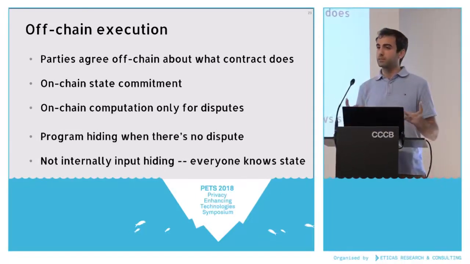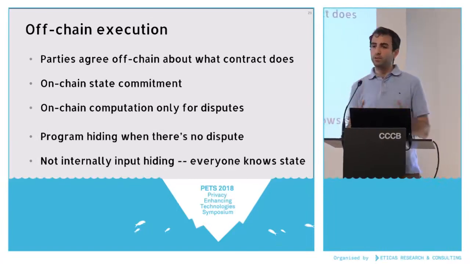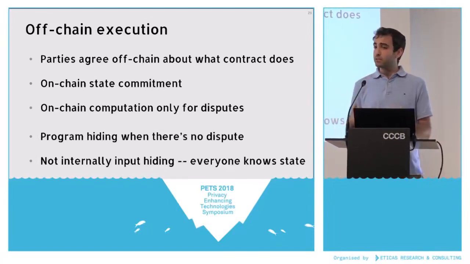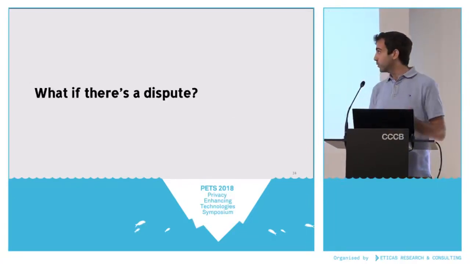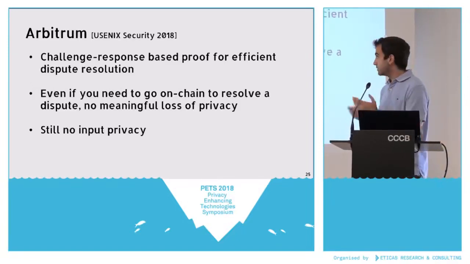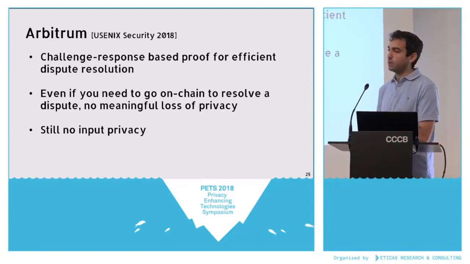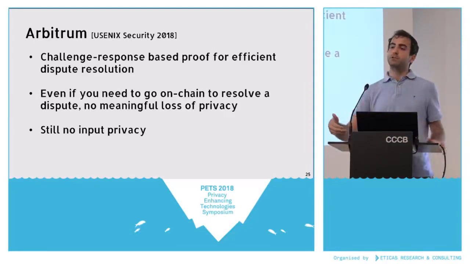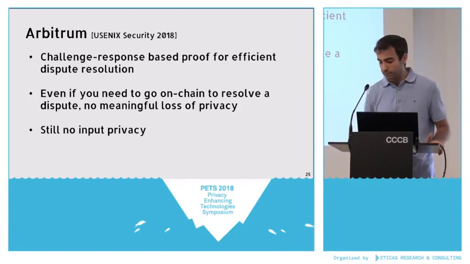And generally, in a lot of these systems, what happens is you bring the computation on chain at that point. So you have privacy when everyone agrees and doesn't hit the blockchain. But when you hit the blockchain, you lose privacy. So can we do things better in the case of a dispute? And this is a paper, a piece of which is my work. We have a paper using Arbitrum, which gives you an efficient proof system such that even if you have to go to an on-chain dispute, you still have no meaningful loss of privacy.